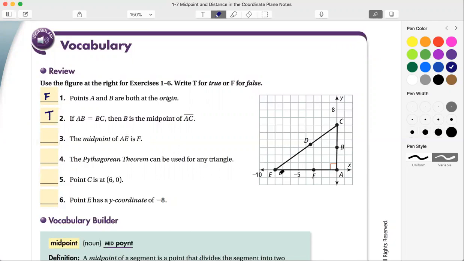The midpoint of AE is F. Is that true or is that false? Well, that's false. It's not halfway between it. The Pythagorean theorem can be used for any triangle. That's false. The Pythagorean theorem could only be used for right triangles. Point C is at the point 6, 0. That's false. It's at the point 0, 6. And point E has a y-coordinate of -8. That's incorrect. That's also false. It has a y-coordinate of 0. It has an x-coordinate of -8.